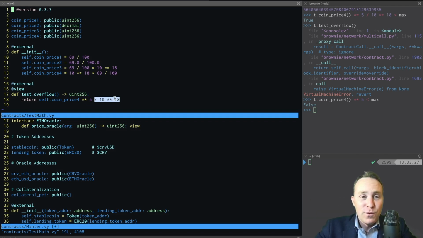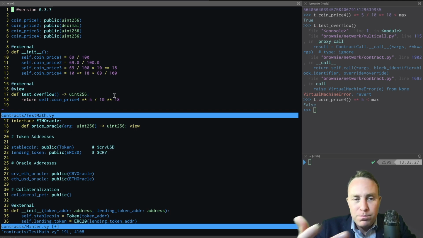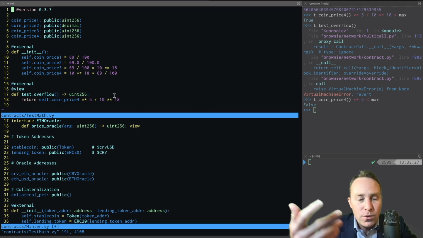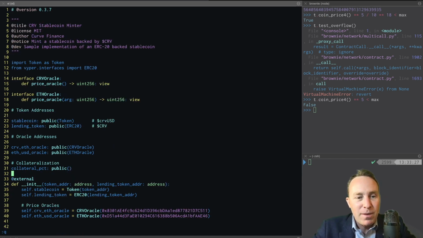So you need to make sure when you're dealing with this math that you're not going to be doing these overflows. Note that this is built into Vyper. There's no need to import a safemath library. Safemath comes built in by default. So these are some basic things to know when you're dealing with Vyper math. With this in mind, let's go ahead and fill out the rest of our smart contract.